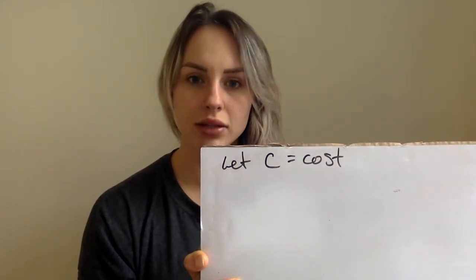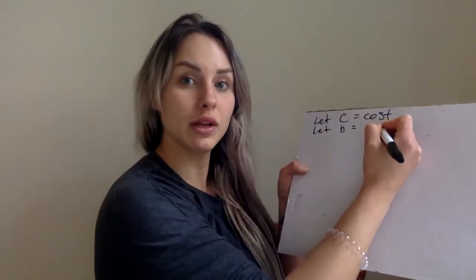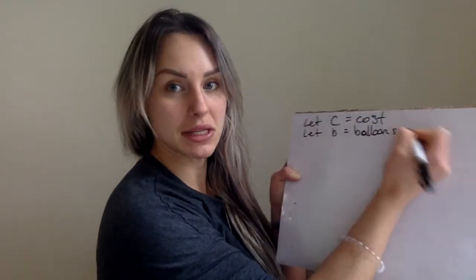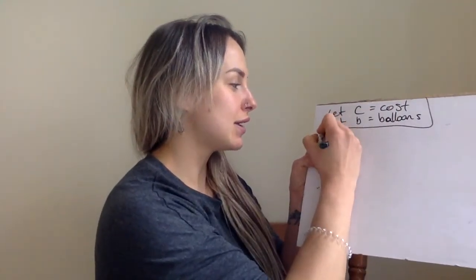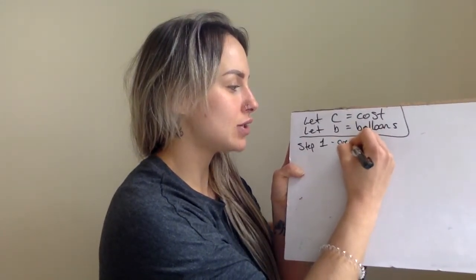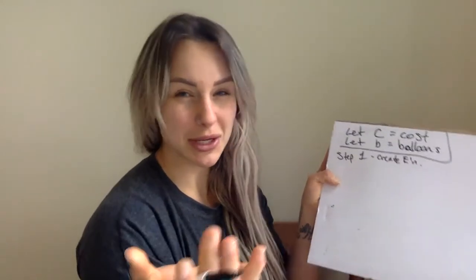So what we need to do is figure out what our values are going to be first of all. So we're going to let C equal the cost. Okay? And then we're going to let B equal the number of balloons. I can't spell, that's fine. So we're going to create equations, okay? So our step 1 is to create our equation. I can't spell, that's why I don't teach English.